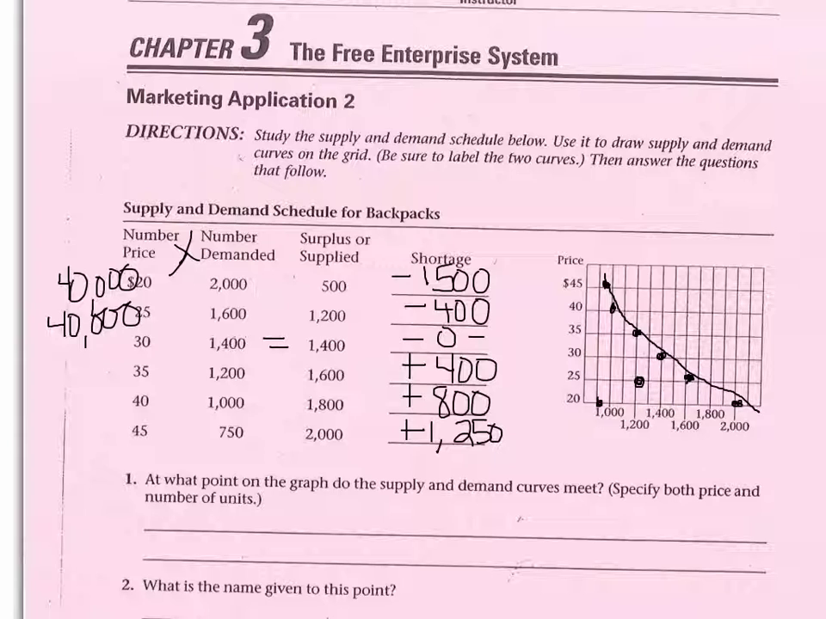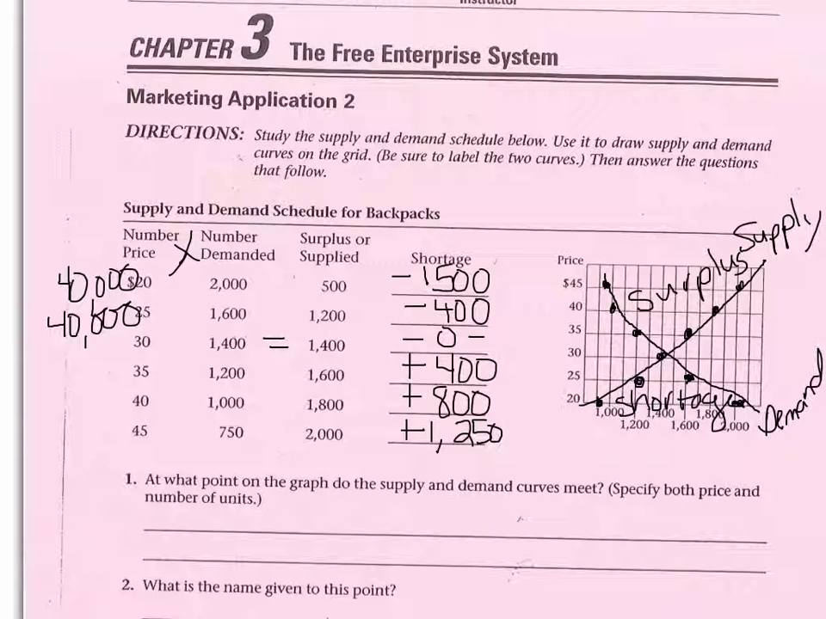At $30, it's 1,400, which we already have a dot for. At $35, it's 1,600. At $40, it's 1,800. And at $45, it's 2,000. And we connect these lines. And what we have here is, this is the supply line. This is the demand line. And this is the amount of surplus. And this is the amount of shortage.